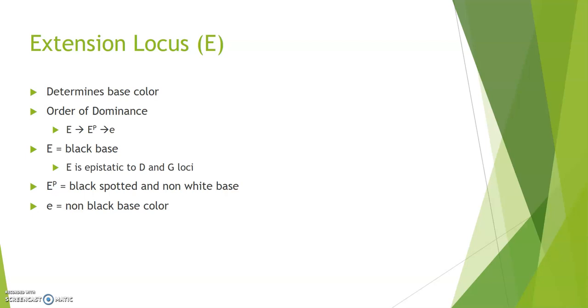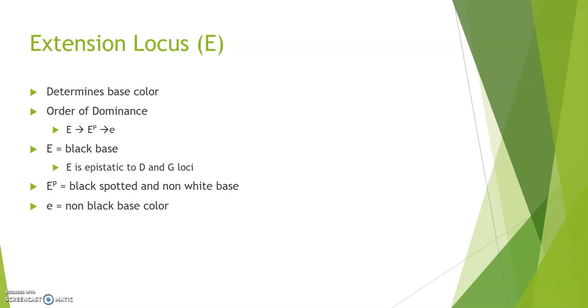Okay, so our first one is going to be our extension locus. This is expressed with an E. This is going to determine our base color, okay? So we have our big E, our E super P, and the little e. Make sure you understand what the order of dominance is. Our big E is dominant over everything else, okay? So E is going to basically give you a black base. It can be diluted by different loci, but just to start out, black base, okay?